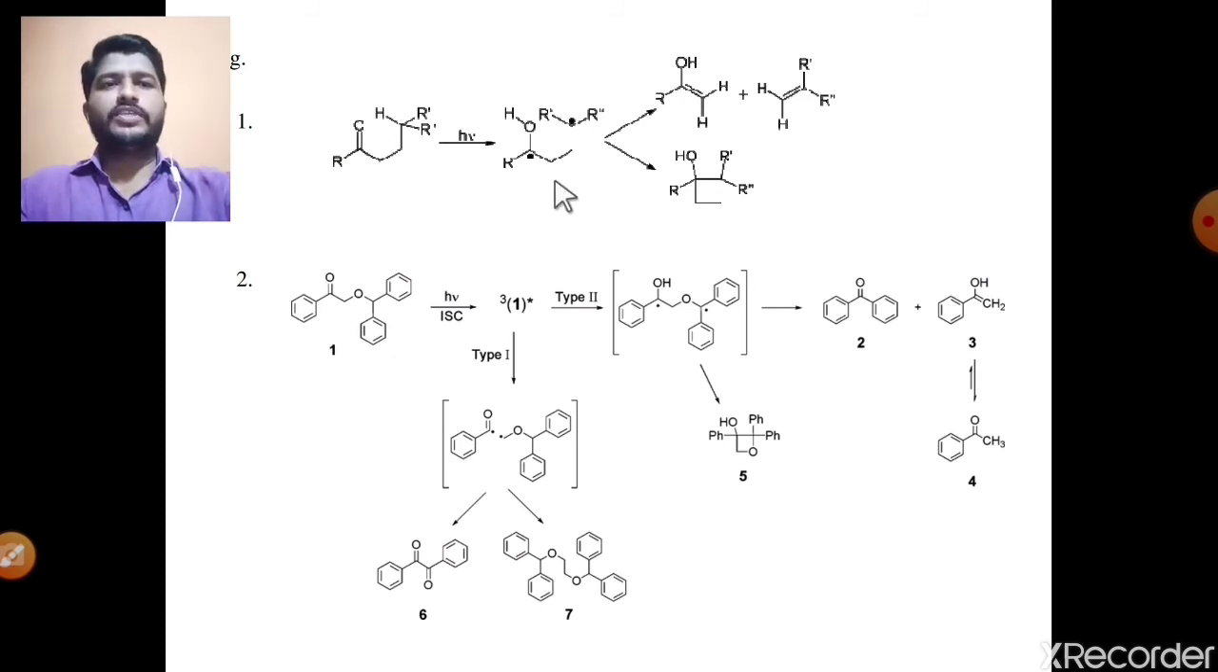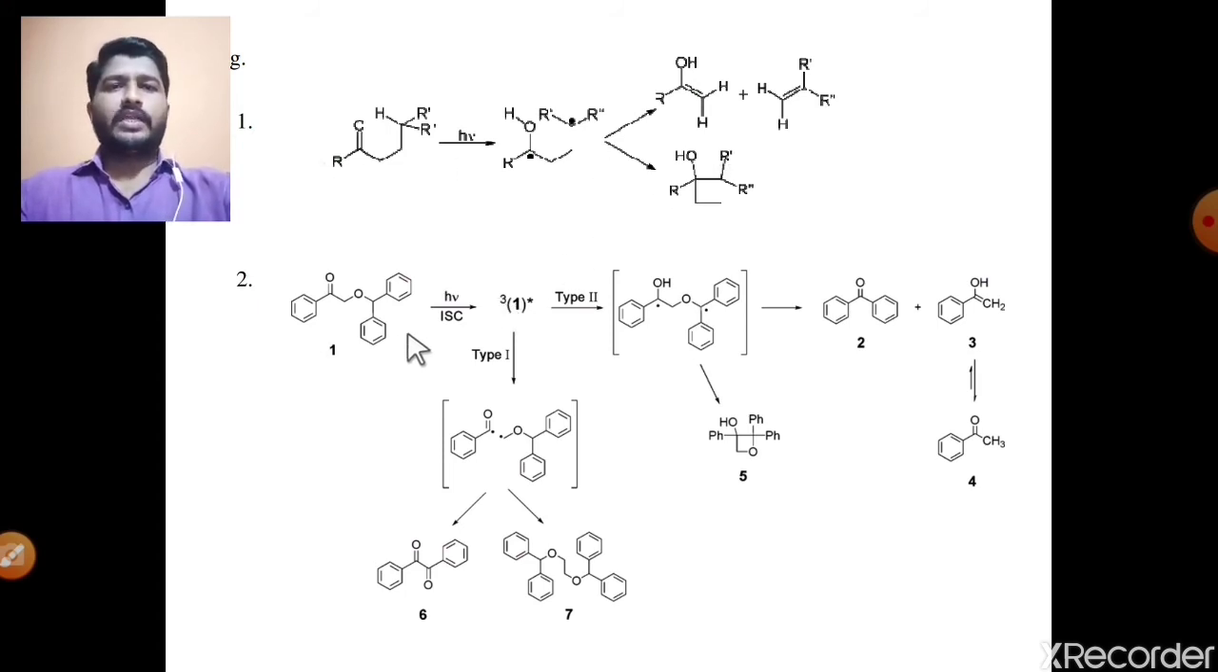And the second possibility is the combination of these two radicals, the radical at the carbonyl carbon position and the radical at this fourth position, the gamma carbon position. Combination of these two radicals gives this cyclic product, a 4-membered cyclic product, which is the second possibility. These are the best examples of the Norrish type second reaction.